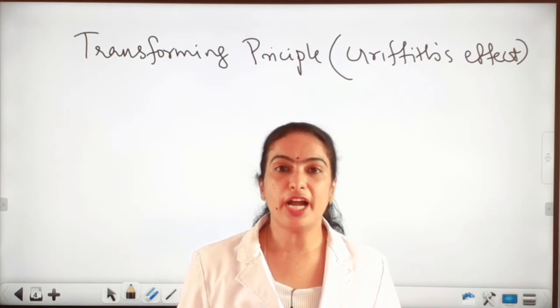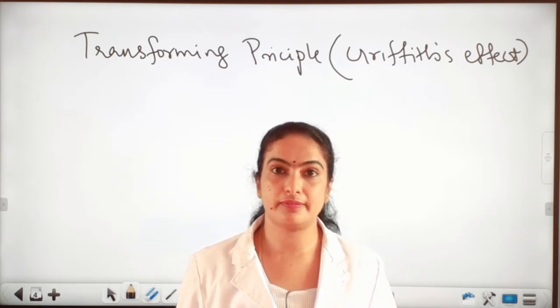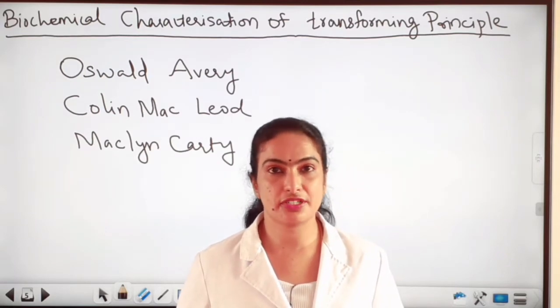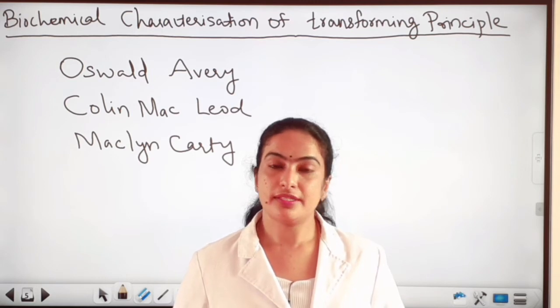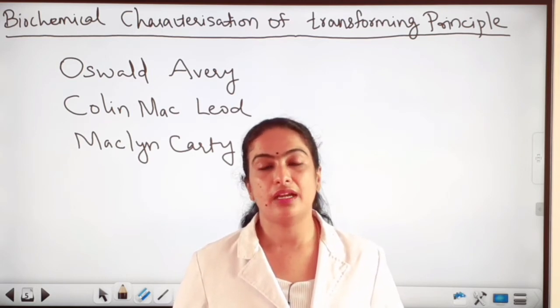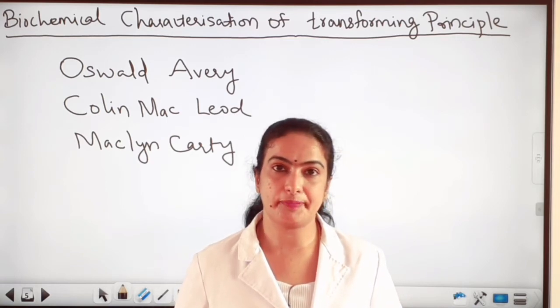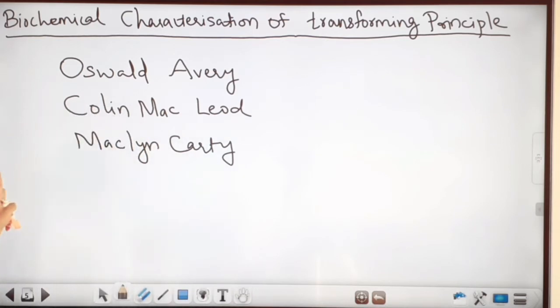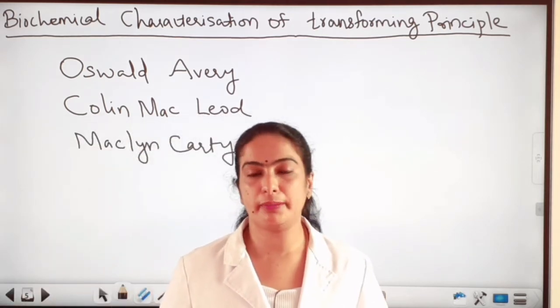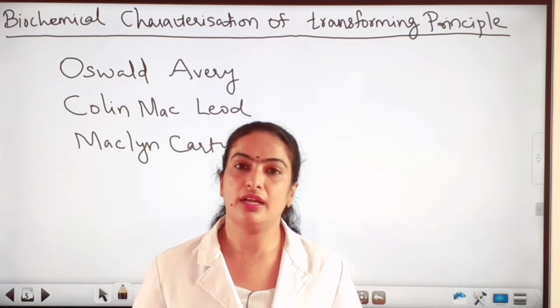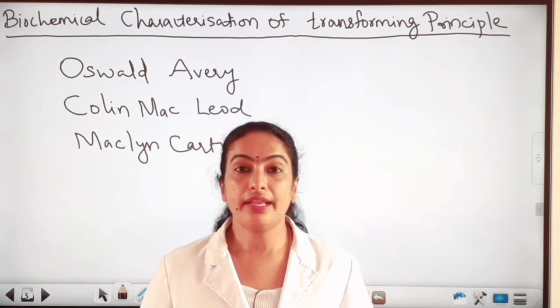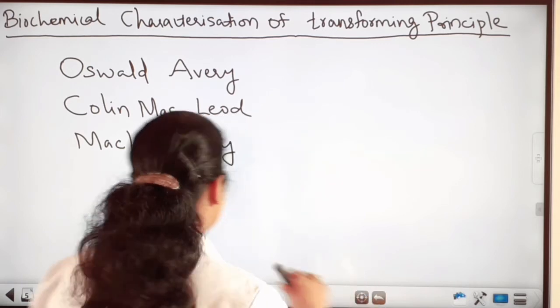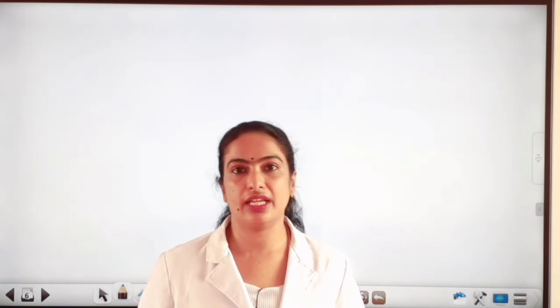So next we can see the biochemical nature of transforming principle. Now we can see the biochemical characterization of transforming principle. As I told you, Griffith fails to explain the biochemical nature of genetic material. And the scientists such as Oswald Avery, Colin MacLeod and Maclyn McCarty repeated Griffith's experiment to find out the biochemical nature of transforming principle. And they purified the biochemicals such as proteins, RNA, DNA, etc. Carbohydrates also from the S strain, heat-killed S strain.